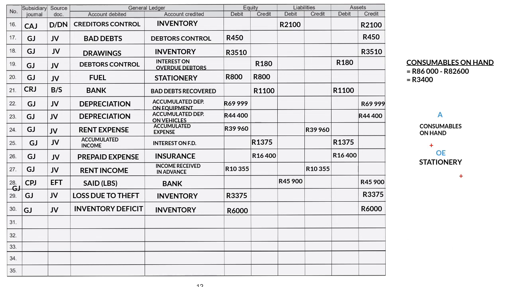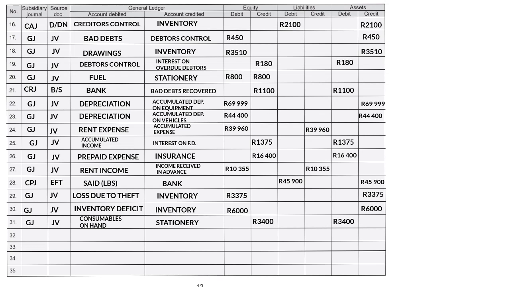The journal involved is your general journal. Your source document is your journal voucher. Account to be debited is consumables on hand. Account to be credited is stationery. Equity will be credited with 3,400 Rand, and assets will be debited with 3,400 Rand.